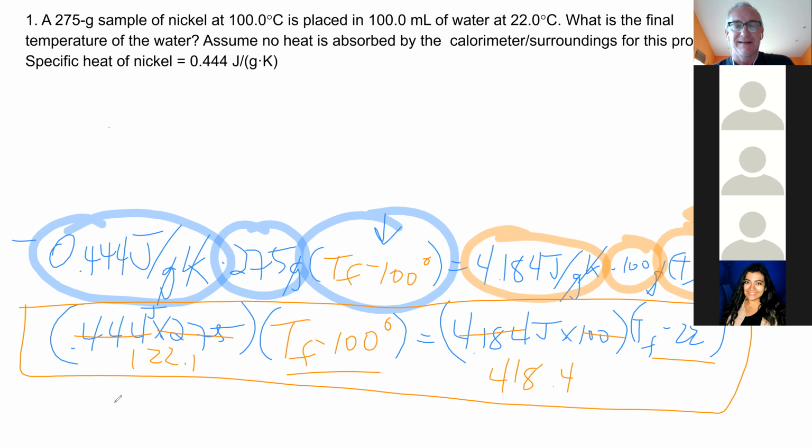Professor, in the beginning, you put negative, but it will not affect our calculation, correct? Yeah, one side's going to be negative, one side's going to be positive. And when it's negative, that means it loses temperature. The nickel side's negative because the delta T for nickel is going to be negative. So when you multiply the two negatives together, you'll get a positive. So that's actually going to be negative 122 on that side. This is going to be plus 418 on this side.